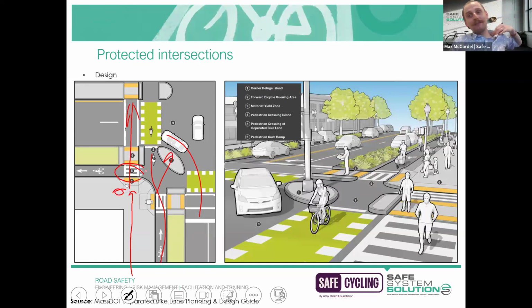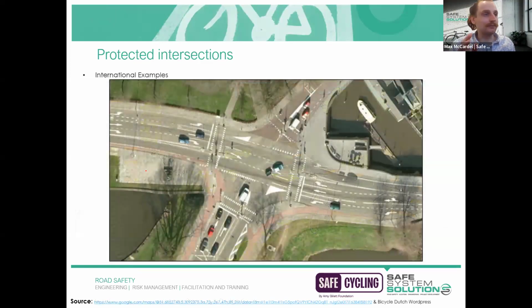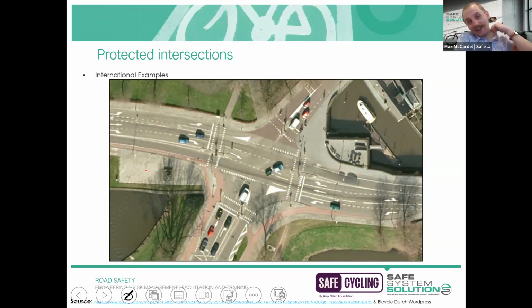I'll go to some examples now that might help iron out some of these issues of how it can actually be used in practice, because it's always tricky when you're just looking at an artist's interpretation. We'll look at some real sites. So first site, we'll have a look at the Netherlands here, of course. And this is an example of a conventional intersection. So this is like the before case.